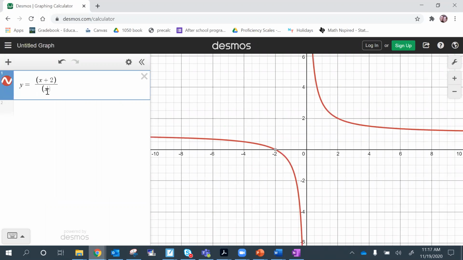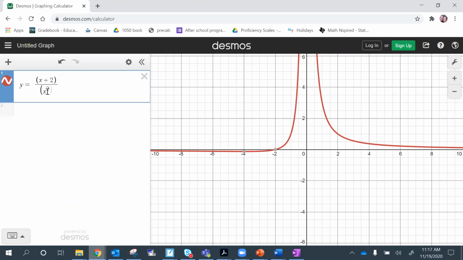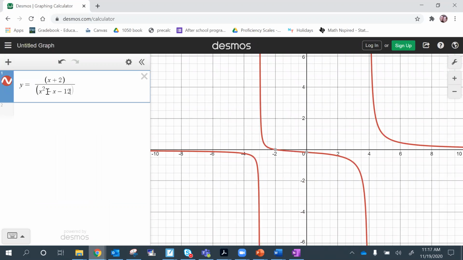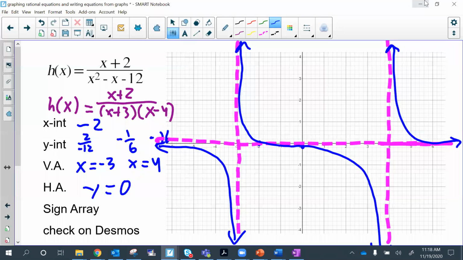Okay, so I need to make sure I'm putting this in right. Was it minus x minus 12? Yeah, that's what it was. Cool, thank you. So let's check our work. We have an x-intercept at -2, y-intercept at -1/6. Horizontal asymptote at 0, vertical asymptote at -3 and at 4. And sure enough, it was an S-curve in the middle. It was below on the left, above on the right. And that matches what we came up with here pretty darn well, guys. So good job. Do you have any questions on that example?